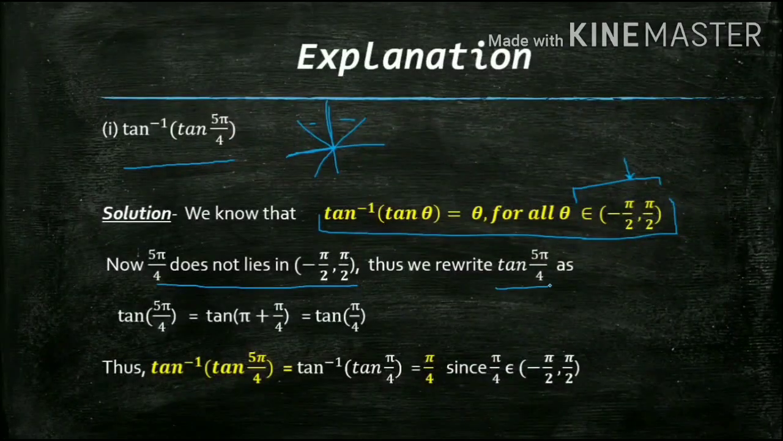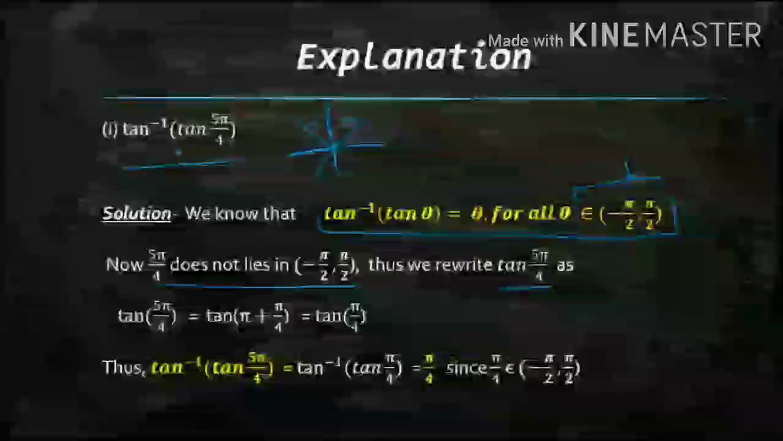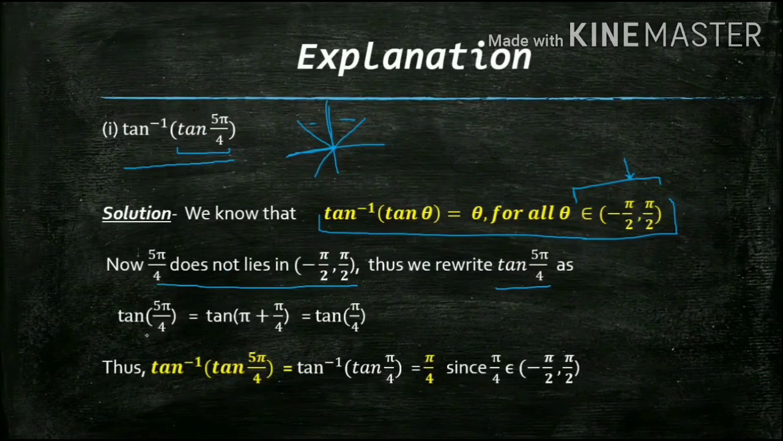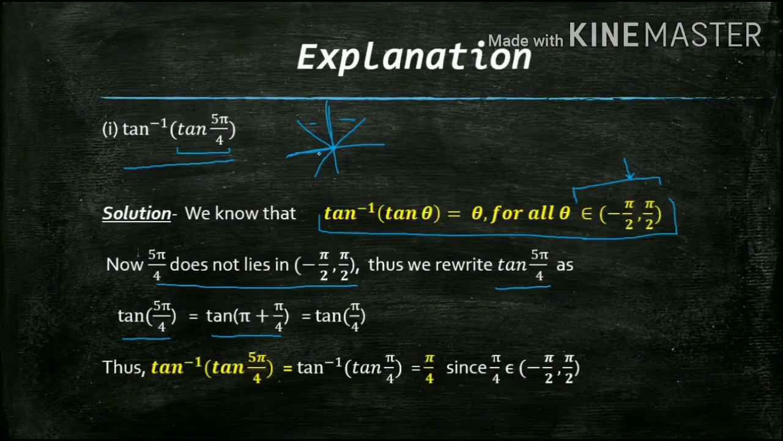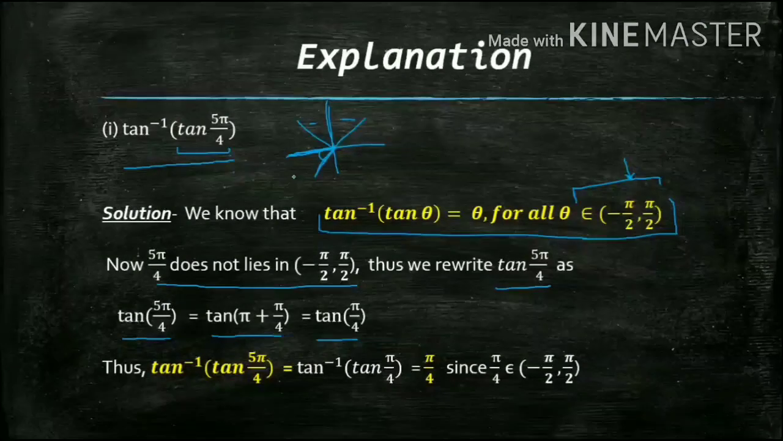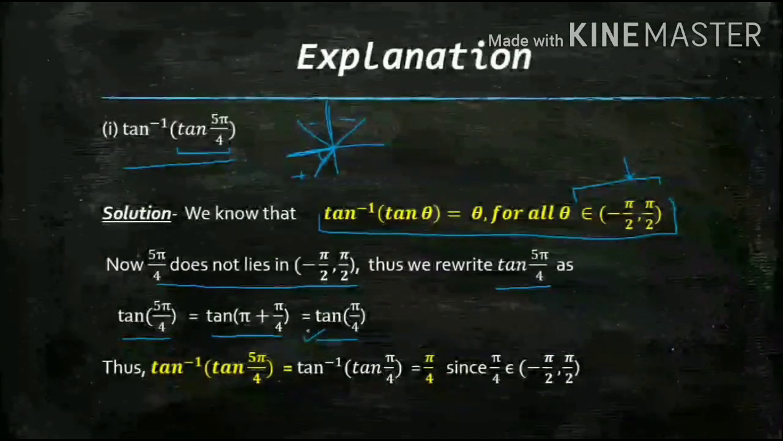So what you need to do? We have to rewrite the inner one, tan of 5 pi by 4. So tan 5 pi by 4 can be written as tan of pi plus pi by 4, because it lies in this third quadrant only. If I just add 45 degrees to pi, I'll get the answer. And now you know, tan of pi plus theta is tan theta, because tan is positive in the third quadrant. Also you can use the formula of tan a plus b. Both give you the same answer.